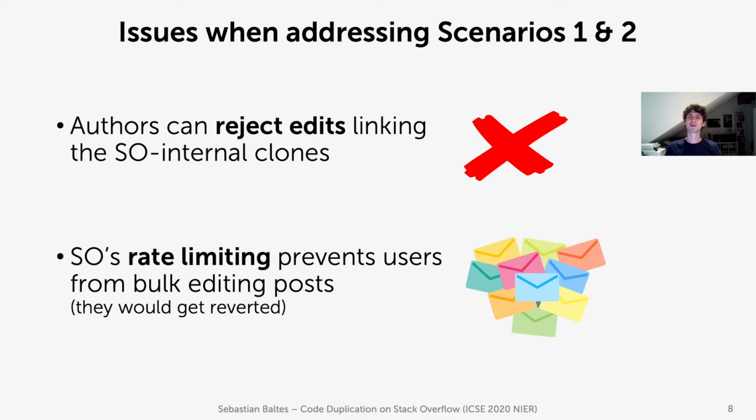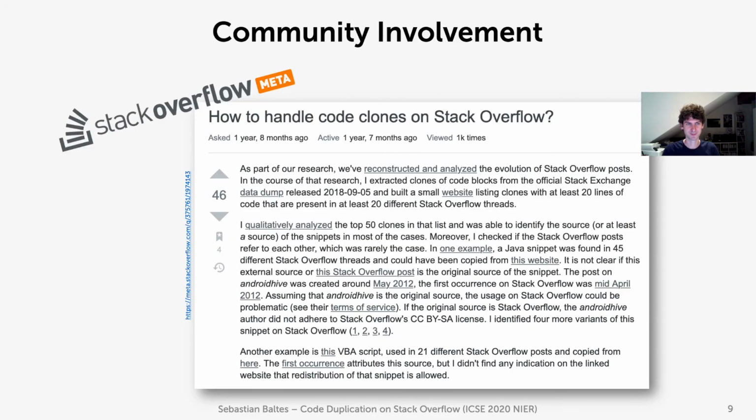And there are also issues when you try to address those scenarios. For example, authors can reject edits. So if you propose to add a link, for example, to the external source or to a copy within Stack Overflow, the original author might reject this edit. And also Stack Overflow's rate limiting prevented us, for example, from doing bulk edits, from adding links to a bunch of posts at the same time. They would most likely get reverted overnight.